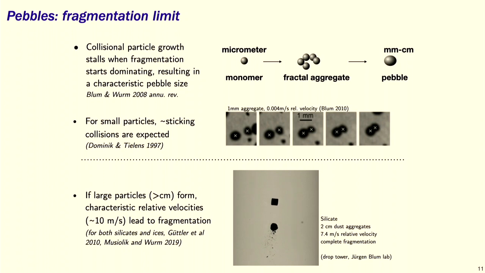And we have a pretty good idea why there are so many small particles in protoplanetary disks, and that is because we believe that collisional growth stalls at millimeter sizes. The idea is that we start with very small monomer-sized grains, they form fractal aggregates that ultimately form pebbles. And that's an efficient process that you can just drive by sticking. That's illustrated here in a lab experiment. When you have millimeter-sized aggregates with relatively low relative velocities, they just stick together. But if you take large particles, say centimeter in size, and you collide them with characteristic relative velocities of about 10 meters a second, then you find that the typical outcome is fragmentation, as seen in this lab experiment.